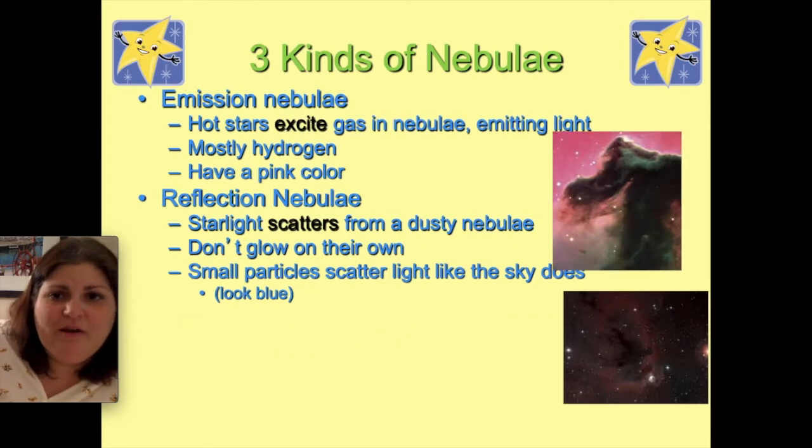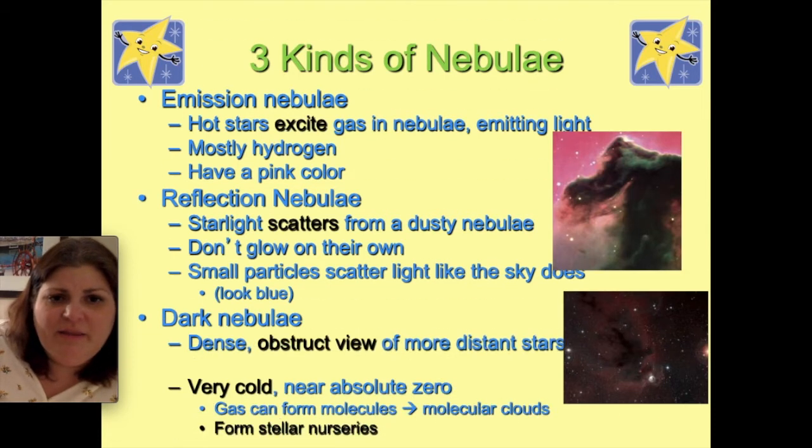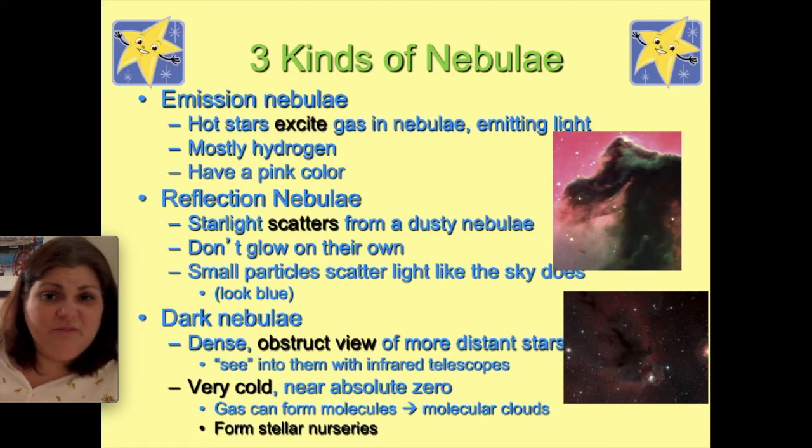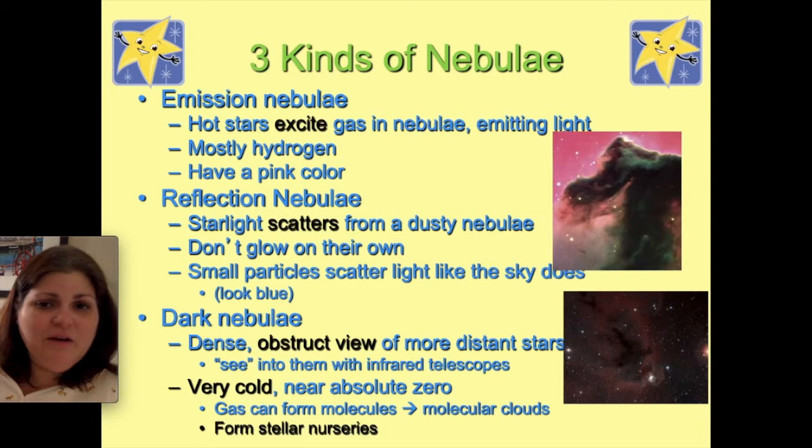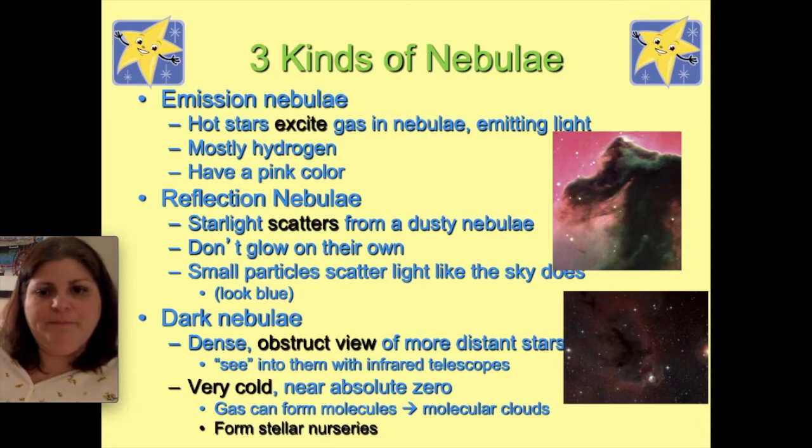The one we really care about for stellar formation is the dark nebula. Dark nebulae are dark because they're very dense, and the material in them obstructs the view of more distant stars, so they kind of make a section of the sky dark. They're very, very cold, near absolute zero, but it's from there that we can end up getting a molecular cloud that can form a stellar nursery, or in other words, a spot where baby stars form.